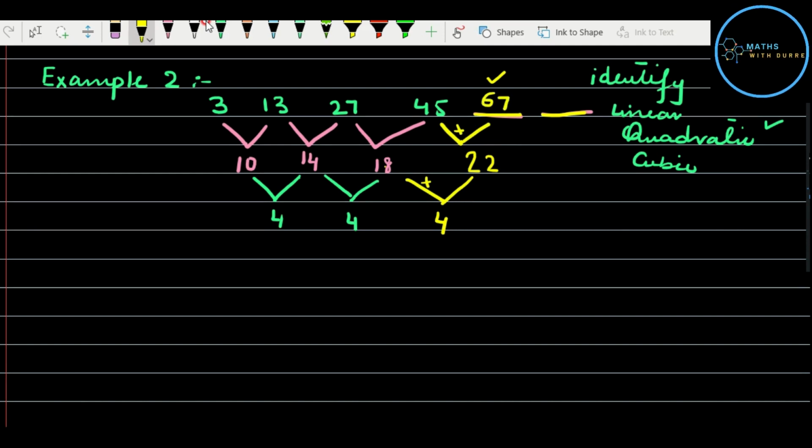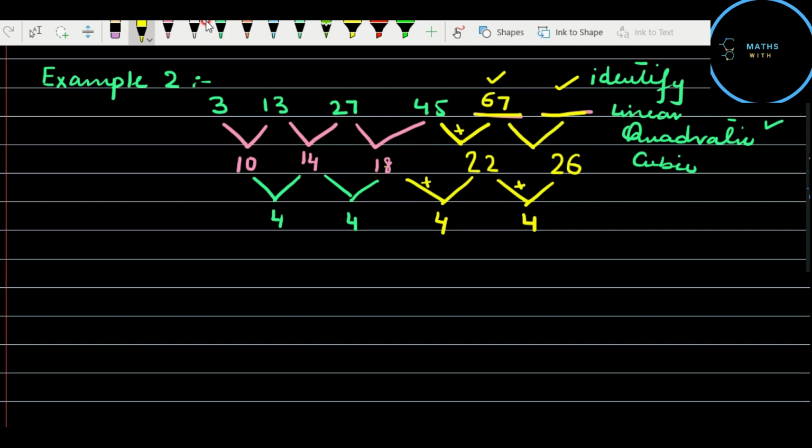In the same way we can calculate the second missing value. As we know, the second difference is the same, 4, right? So 22 plus 4 will give us what? It will give us 26, and 26 and 67 will give us this missing value. That will be 67 plus 26, giving us 93. Okay.